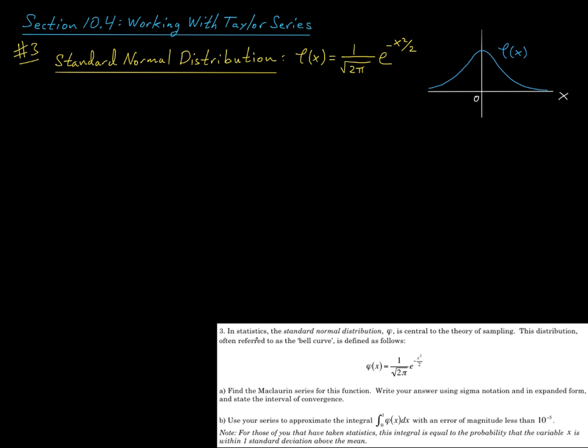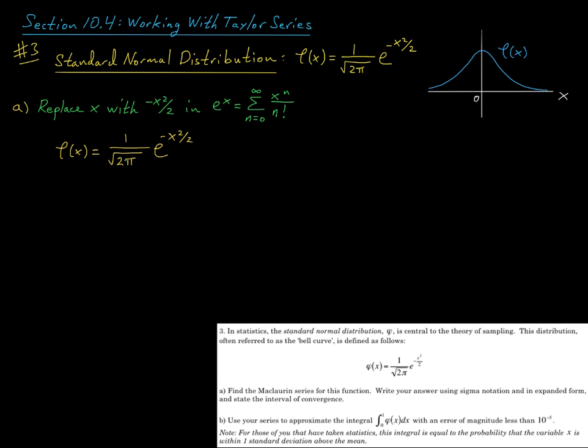It says, find the Maclaurin series for this function. Write your answer using sigma notation and in expanded form, and state the interval of convergence. All right, so to begin, let's take the Maclaurin series for e to the x and replace x with negative x squared over 2. Okay, so here's phi of x.